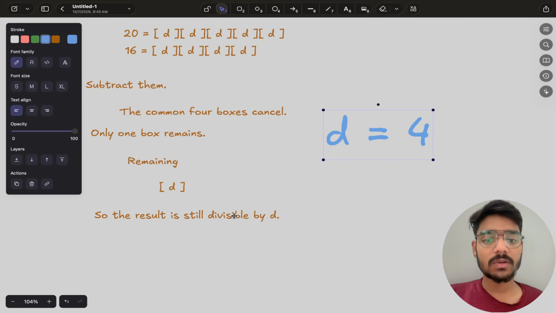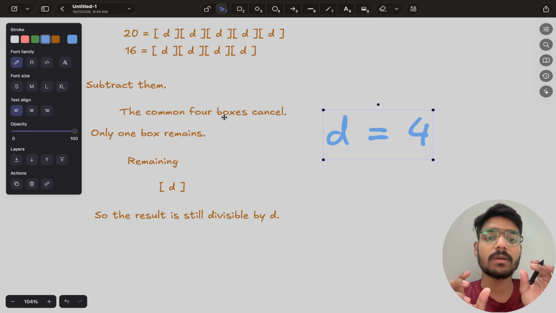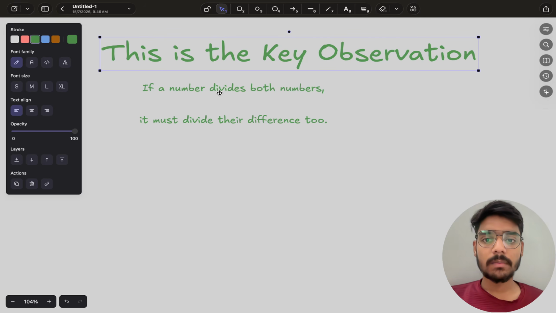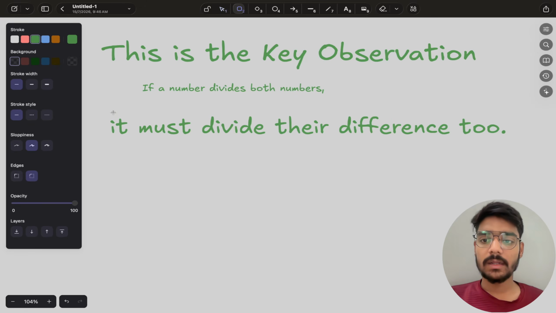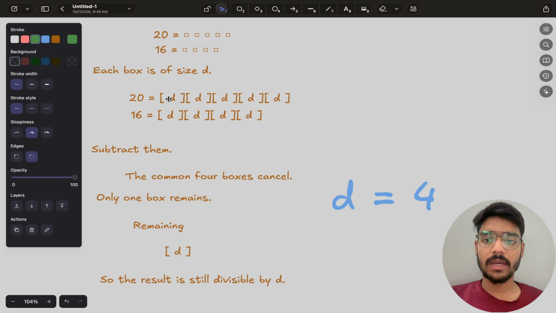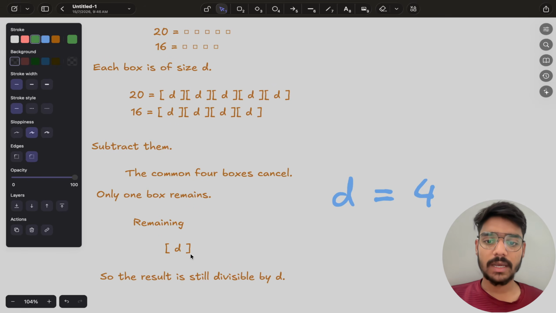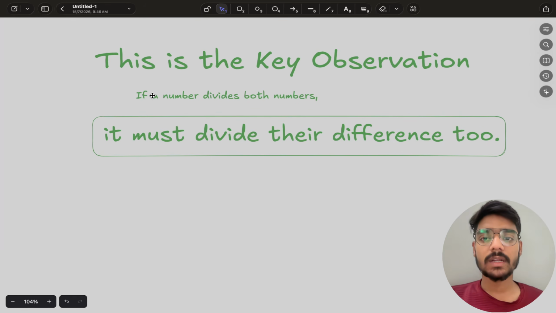Now the one box that remains is also divisible by d, because d is 4 and the remaining part is also 4. So if we subtract both, the remaining part is also divisible by our GCD. So the key observation here is, if a number divides both numbers, then it must divide their difference too, as we have seen that their difference is d, and d is also divisible by the GCD.